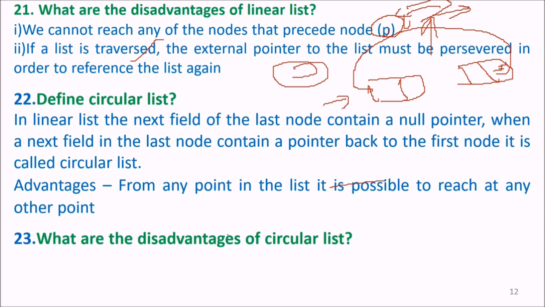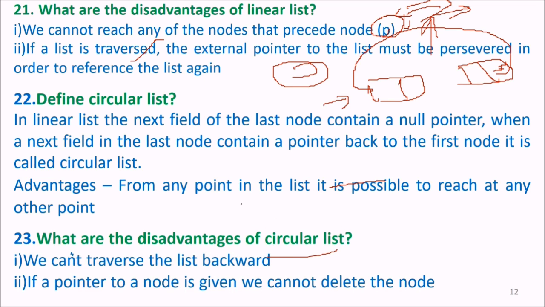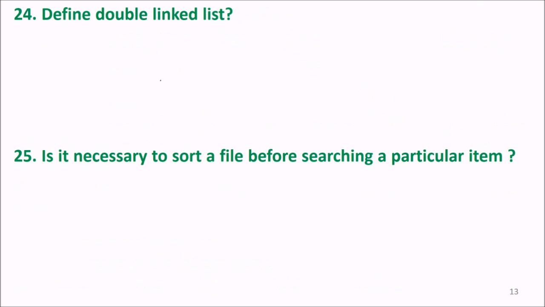But what is the disadvantage of a circular list? We cannot traverse the links backward, because all the pointers are pointing in one direction. We cannot go back. And if only a pointer to a node is given, we cannot delete the node.